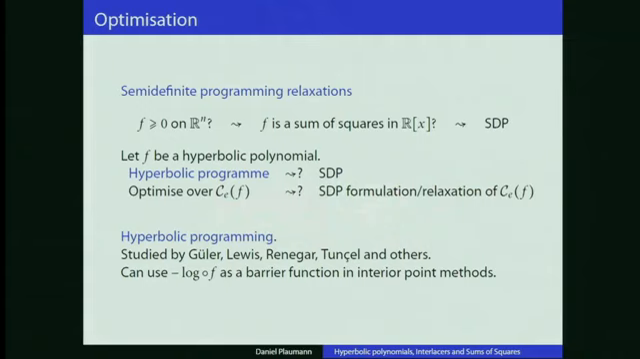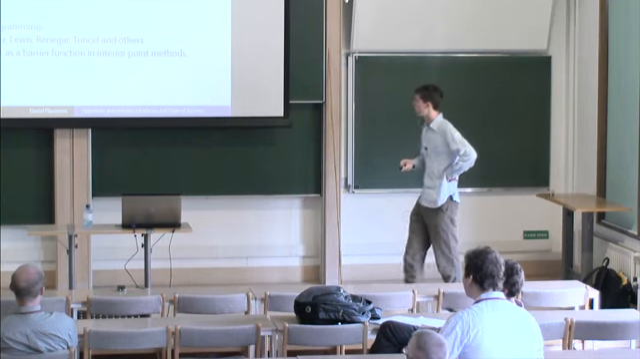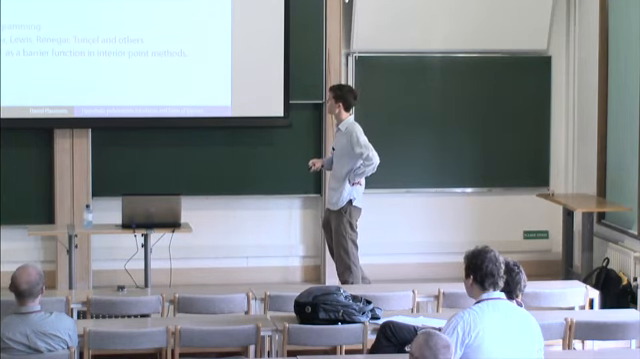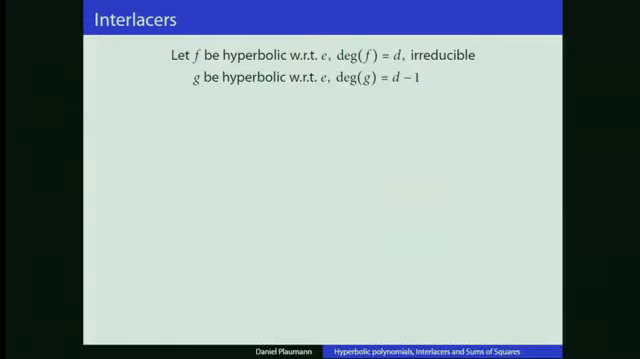And so why do I insist on this somewhat vague analogy between non-negative polynomials and hyperbolic polynomials? Well, because I want to demonstrate that there is actually a deeper connection between these two problems. And to begin with, you can actually rewrite the hyperbolicity condition into a non-negativity condition. And to do this, I need the notion of an interlacer. That's also something that's quite classical in the study of hyperbolic polynomials.